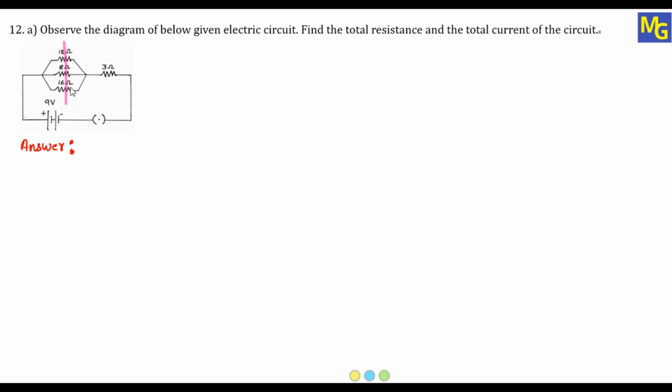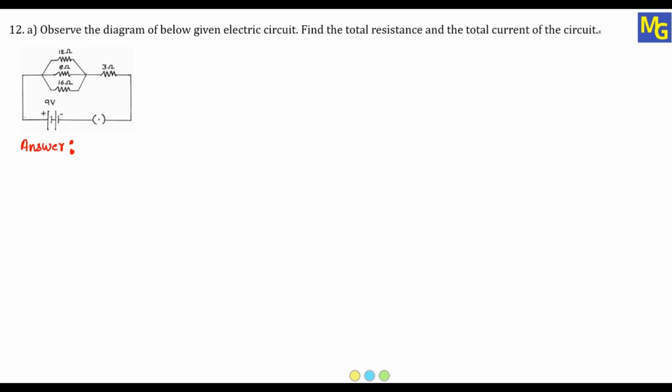Then what you have to do is find the effective resistance for these three by using the parallel connection formula. And whatever effective resistance we get here, that effective resistance and this 3 ohm are connected in series. By using the series combination formula, we have to find the effective resistance for these two. Then whatever answer we get is nothing but our total resistance. Once we get the total resistance, we can use it to find the total current by using Ohm's law. So let's start solving.